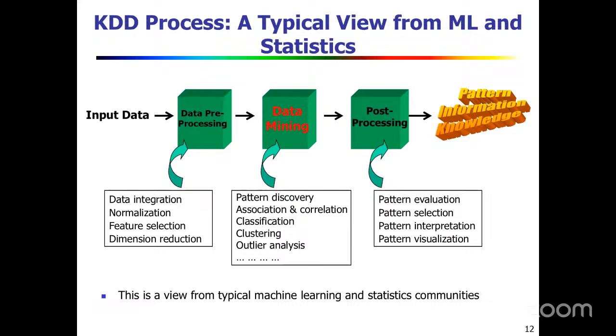And when it comes to the data mining process, we have pattern discovery, association and correlation, classification, clustering and outlier analysis. All these are the general or standard data mining functionalities. When it comes to data pre-processing, we have data integration, normalization, feature selection, dimension reduction. And in data mining, these are the functionalities: pattern discovery, association, correlation, classification, clustering and outlier analysis. We will study these topics as individual chapters in detail.